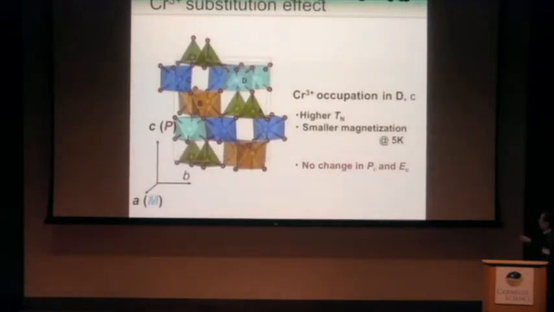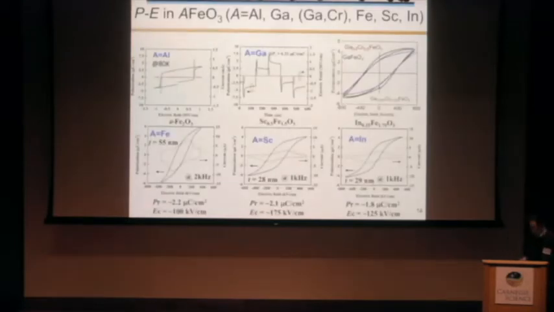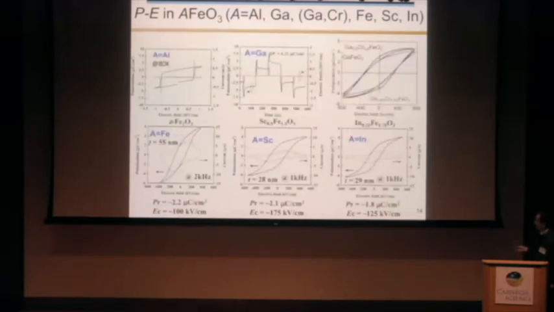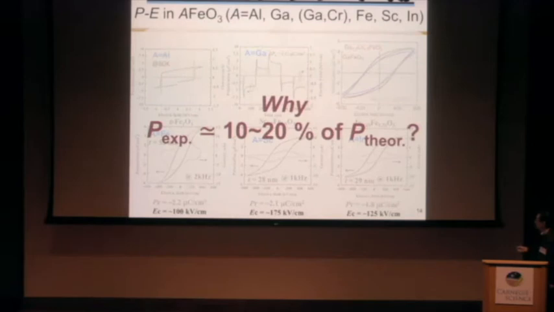And this is a summary of the chromium substitution. We can see that no change was observed in the polarization and the coercive field. Let's compare with other systems. This is the previous work on this material. All these materials show ferroelectricity, but the polarization value is small compared to the theoretical value, about 10% of the theoretical value.